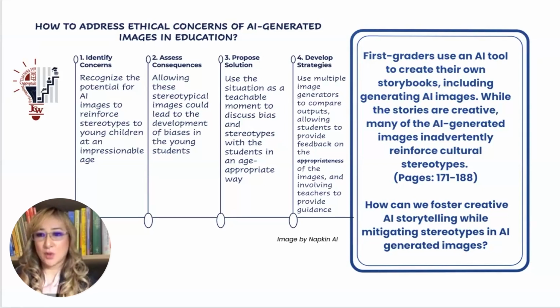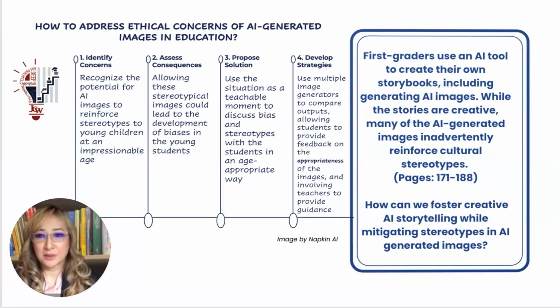So a group of teachers worked on this particular scenario, and this is what they came up with on the left-hand side here. What is the concern? Identify the concern. Recognize the potential for AI images to reinforce stereotypes to young children at an impressionable age, which I think can be quite harmful. What are the consequences of this? Allowing these stereotypical images could lead to the development of biases in the young children, which we don't want. Now, what are some solutions then? Use the situation as a teachable moment to discuss bias and stereotypes with the students in an age-appropriate way.